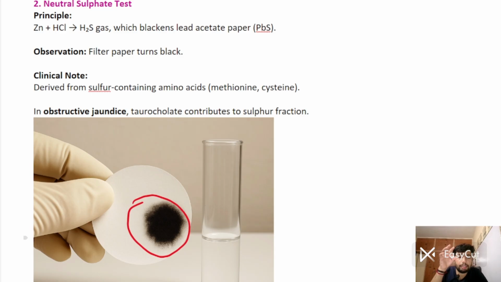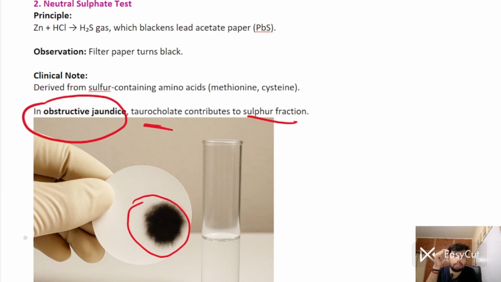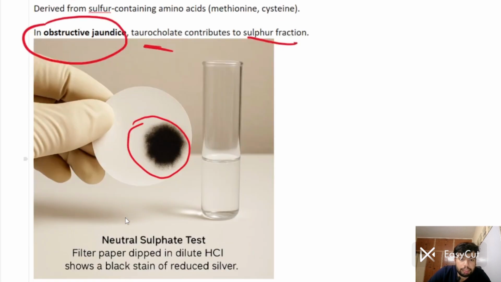So the filter paper shows a black stain. I have already discussed that neutral sulfate is derived from sulfur-containing amino acids, that is methionine and cysteine. In case of obstructive jaundice, taurocholate, a bile salt, will contribute to the sulfur fraction. I hope this is clear.